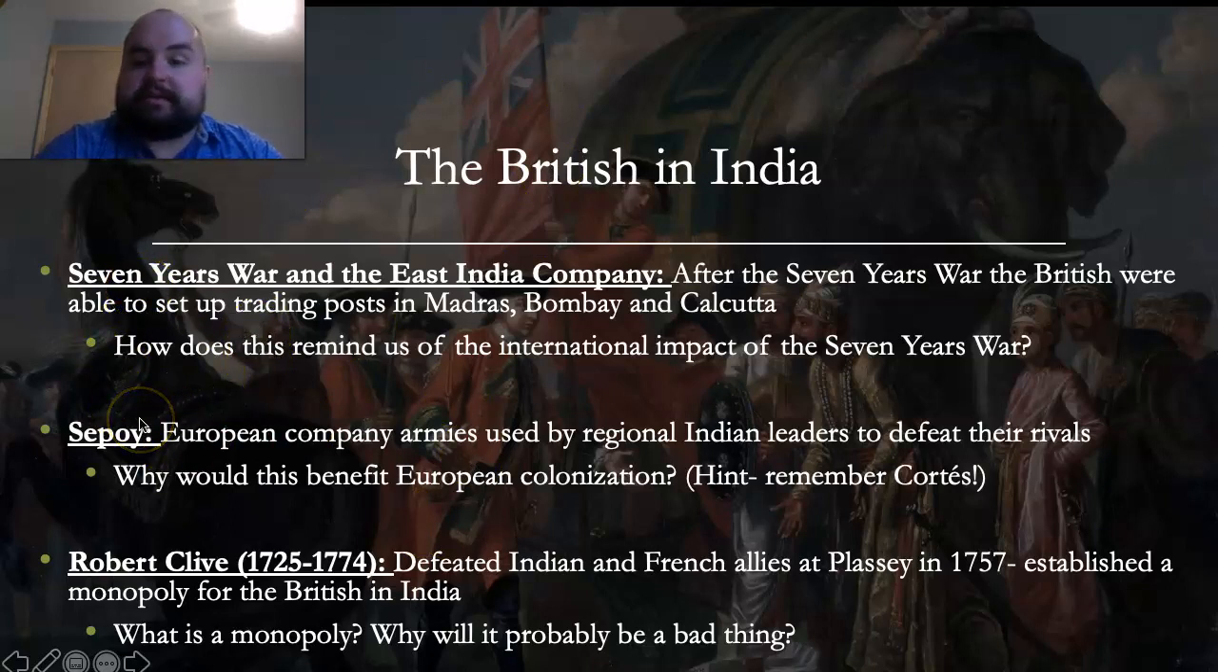Another important characteristic of this involvement in India was the rise of sepoys. These were European allied company armies that were used by regional Indian leaders to defeat their political rivals. So essentially, if one Indian prince didn't like another Indian prince living nearby, they could use one of these company allied armies to help fight them. Now, why would this benefit European colonization? Why are these random company armies going to help these Indians fight each other? For a hint, remember what happened with Cortez when he came to the Aztecs.